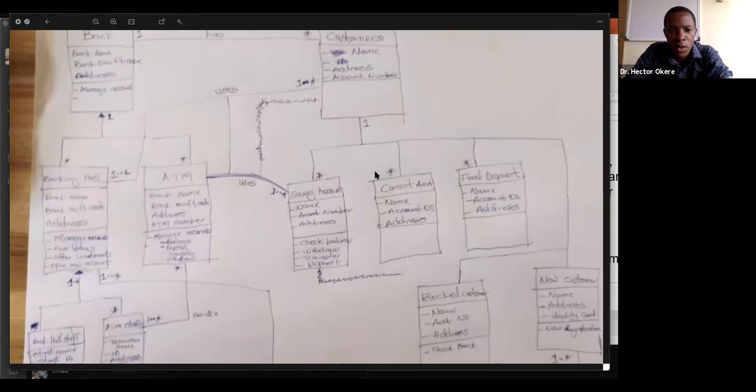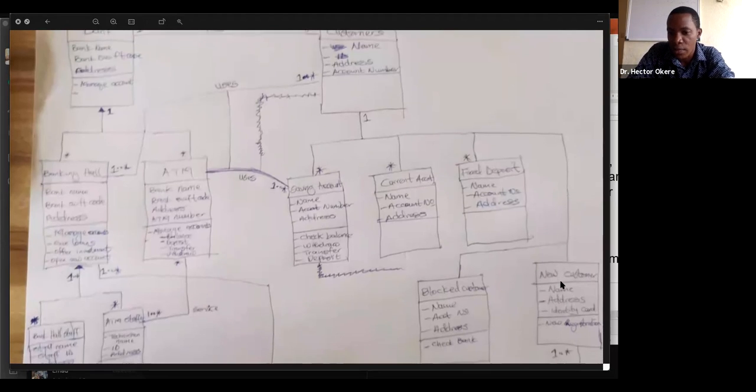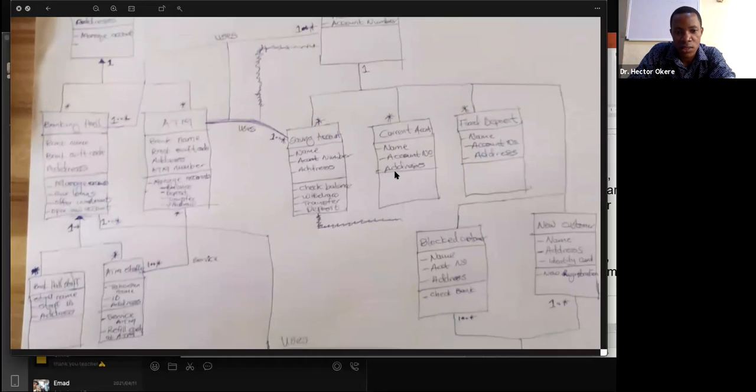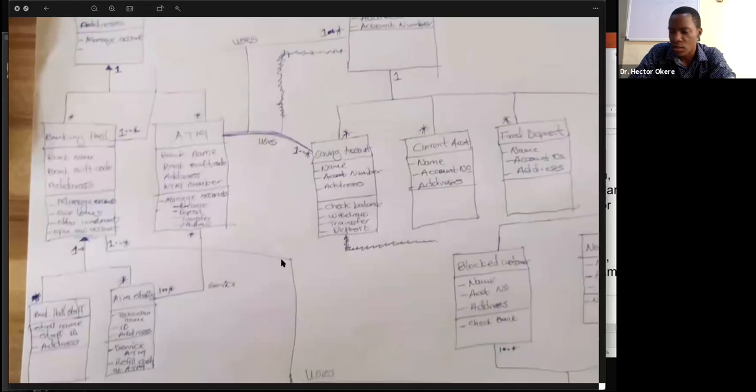Okay, so you can have savings account, current account, fixed deposit account, okay? And also there can be new customers or blocked customers. Okay. Where is the rest of the paper? Okay, some part is missing, so I'll take it again.